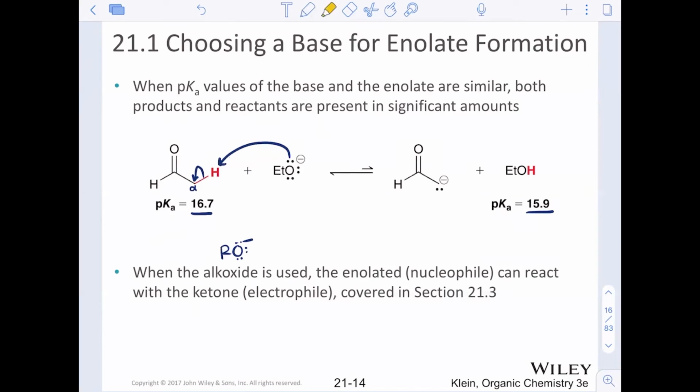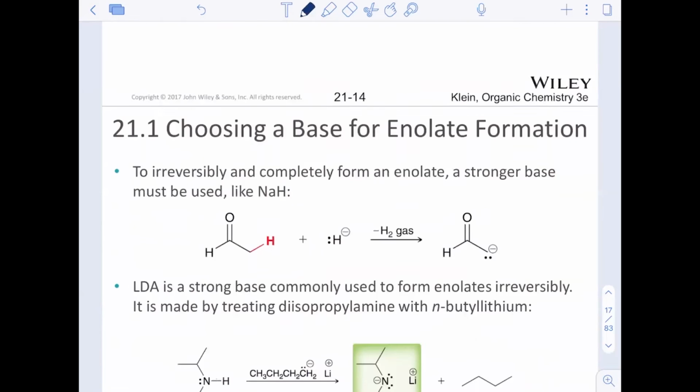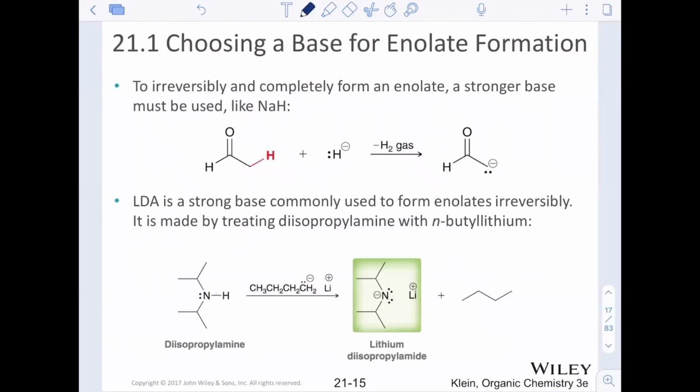But notice here our arrows are equilibrium arrows. And those equilibrium arrows favor the ketone form rather than the enolate form, or the aldehyde form rather than the enolate. And so that's going to be something very, very important. This is a reversible reaction. To irreversibly and completely form the enolate, stronger bases must be used.